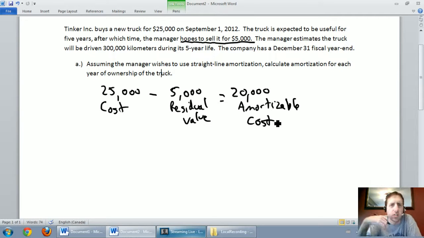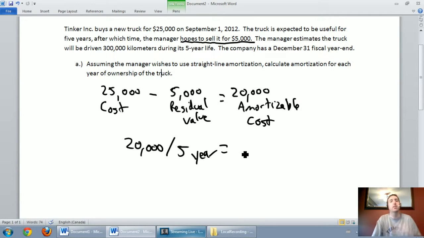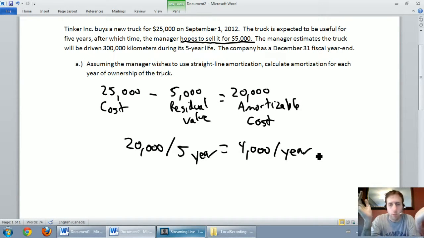Now, the reason we teach straight line first is because it's the easiest, and it is the easiest. It's dead simple. The math here is very straightforward. We have $20,000 that we want to amortize off our asset. We want to do it over a 5-year period. So we just get an amortization rate, and it's a yearly amortization rate of $4,000 per year. So we're all set. We know we want to amortize this at a rate of $4,000 per year.